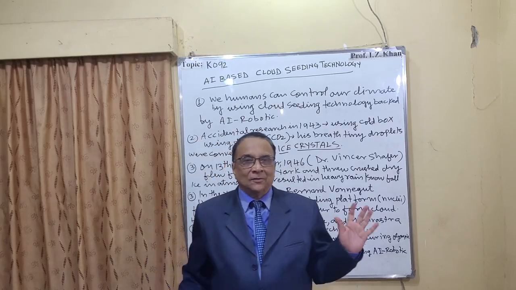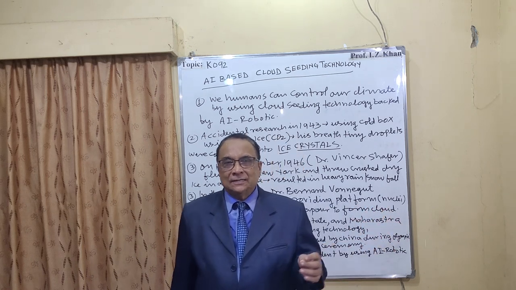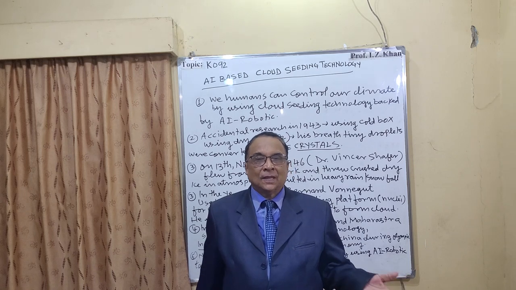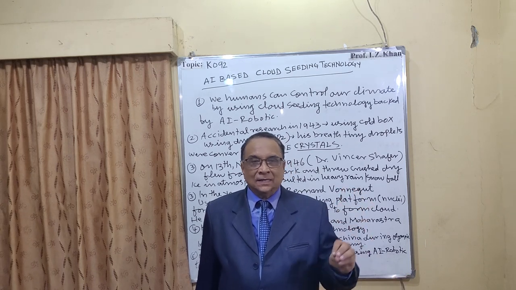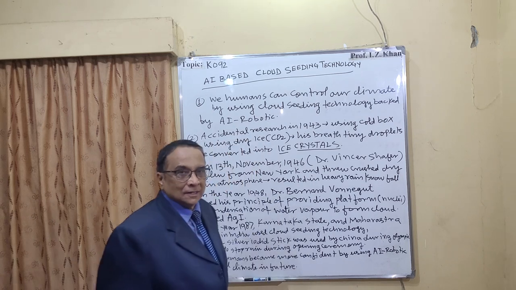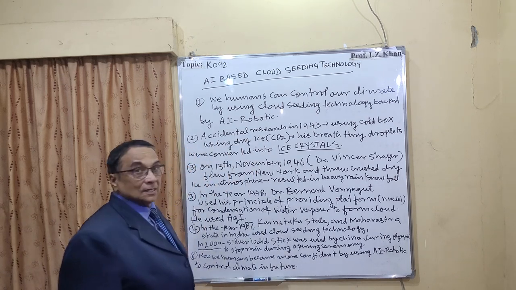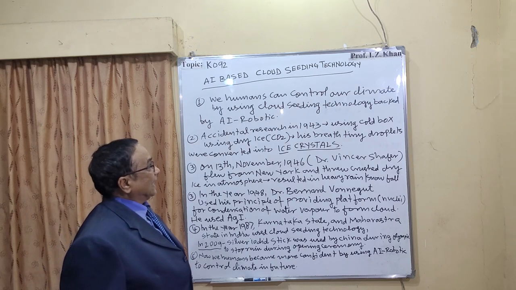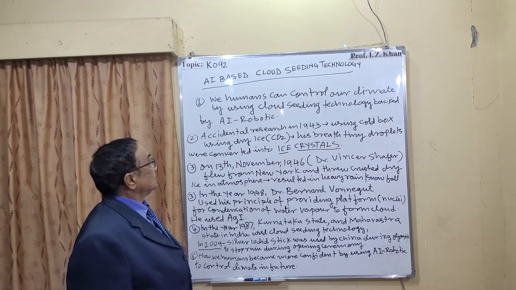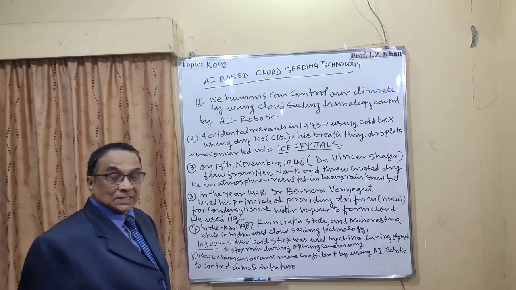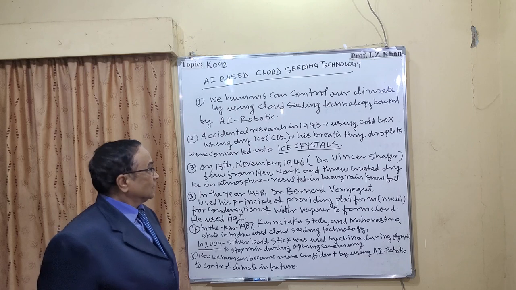So here I have given some 5 points, just a summary of the same things I have discussed in detail, especially to mention the timing and the names of the scientists who were involved in cloud seeding technology research. Number one, we humans can control our climate by using cloud seeding technology backed by artificial intelligence and robotics.